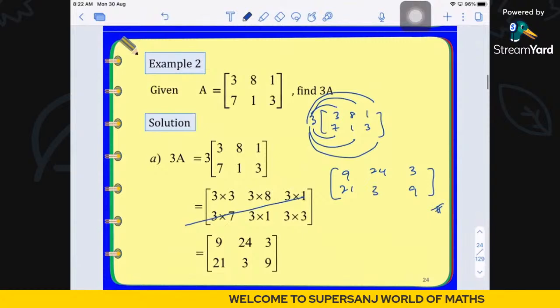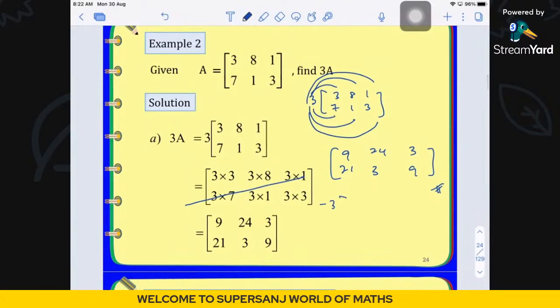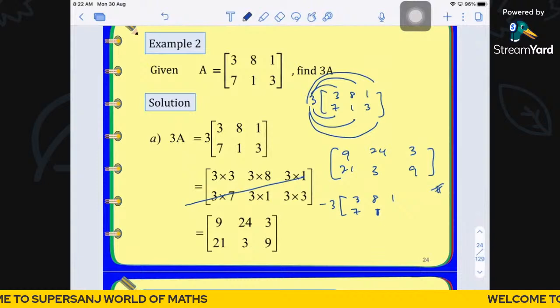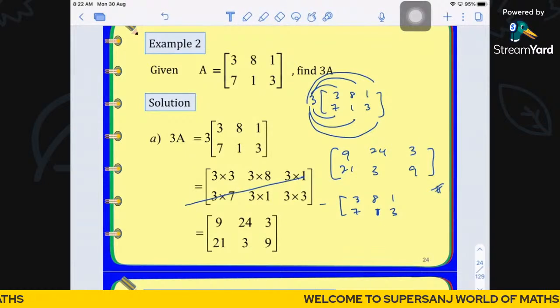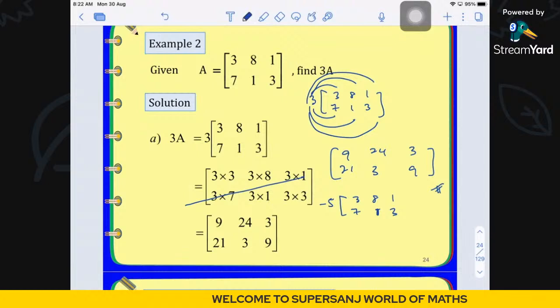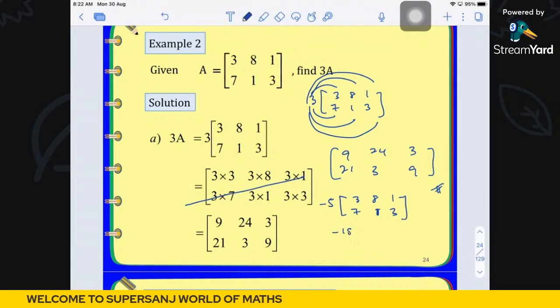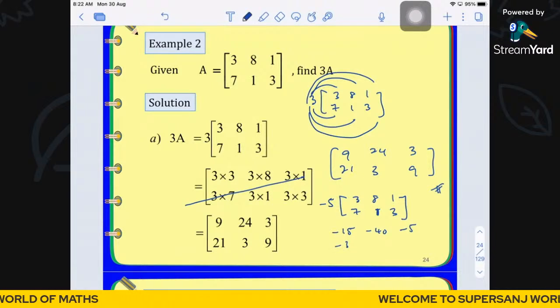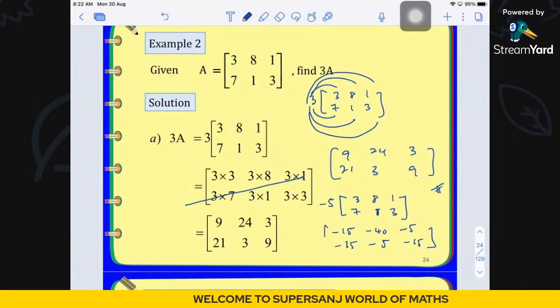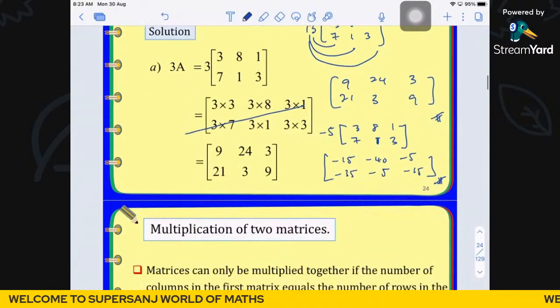Maybe I give you 3, 8, 1, 7, 1, 3, and I put negative 5 in front. The numbers would just be the negatives of the numbers above, so this is very obvious. This is negative 15, negative 40, negative 5, negative 35, negative 5, and negative 15. So it can be a negative constant also, not necessarily a positive constant. Okay, let's carry on some more.